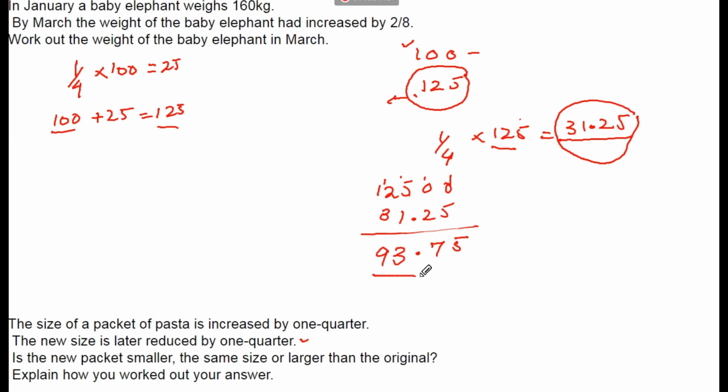So 93.75 is the amount of reduced pasta. Okay, now what we need to find is whether the new packet is smaller, the same size, or larger. If you look here, this is the new packet which is having 93.75. So this is smaller than both of your numbers, 100 and 125. So your answer will be equal to smaller.